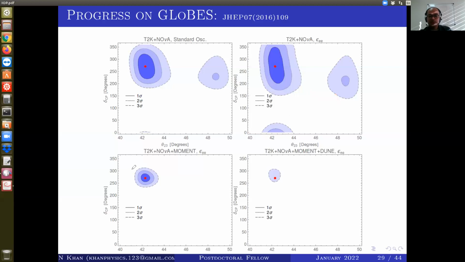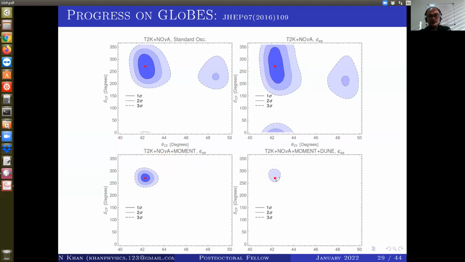These are long baseline experiments, and this is a medium baseline experiment. With the addition of the MOMENT experiment, which is a proposed experiment from China, you can see that this degeneracy is reduced almost to one point. And I have tried including the DUNE experiment also, and then it just goes to a very small region.